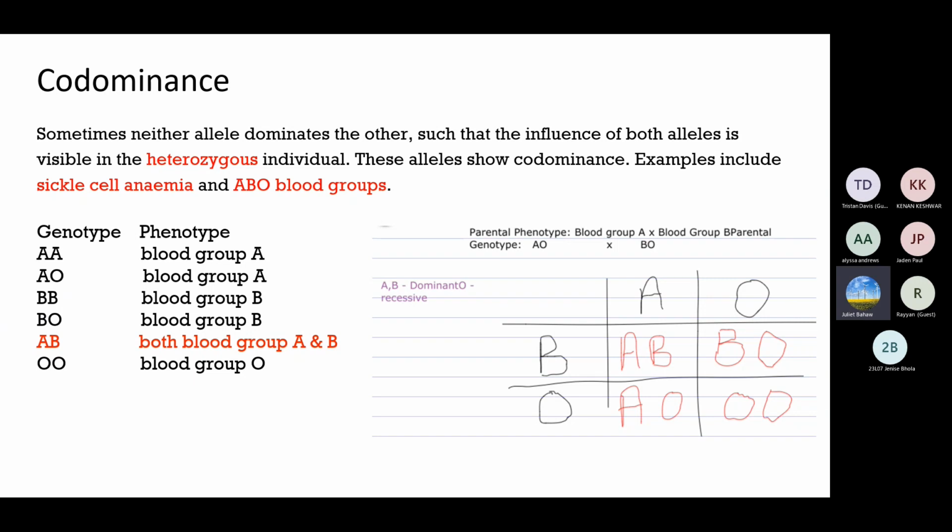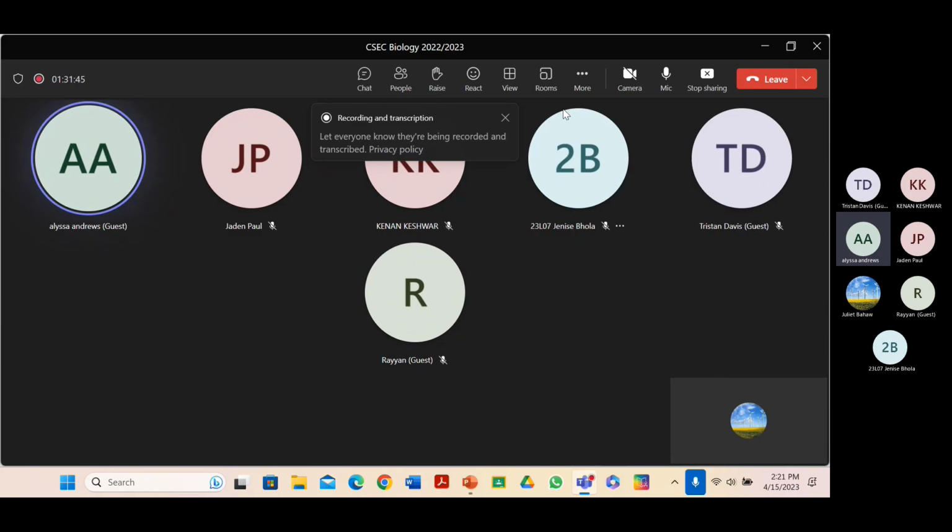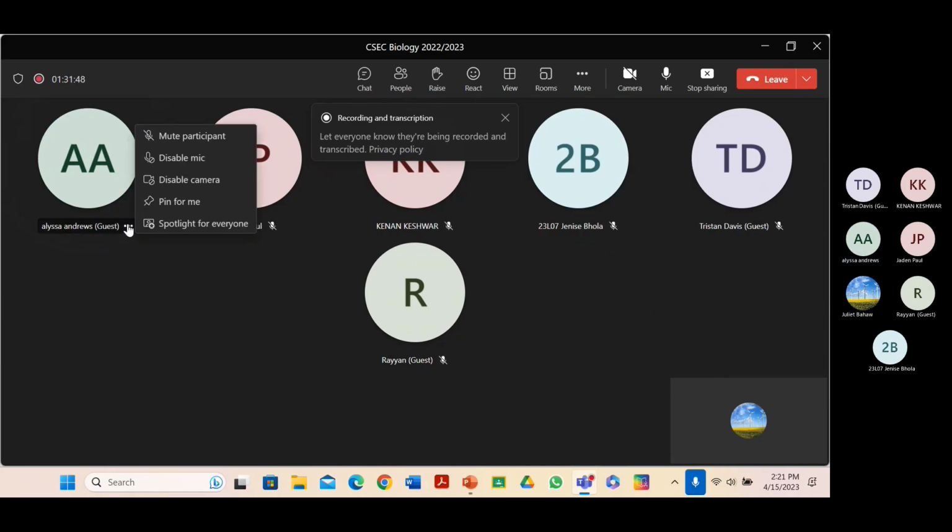Now, do you all know your blood types? That's something I should ask. I come in. I'll bring it. Miss, my father is AB. Oh. Okay, well, that's very special. And I'll tell you why. So, someone's mic. Alyssa's mic. Yes.